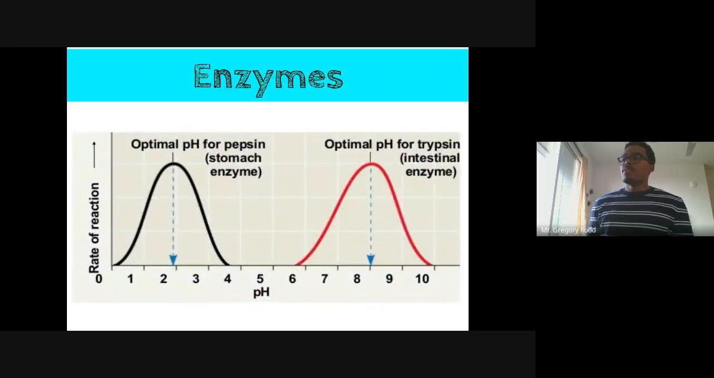Let's see. So what's the optimal pH for pepsin here? Pepsin is a stomach enzyme that helps break down carbs in our food. What's the optimal pH for pepsin? 2.9, good. And what's the optimal pH for trypsin? Trypsin is found in the intestines. It helps break down lipids. So what's the optimal pH for trypsin?